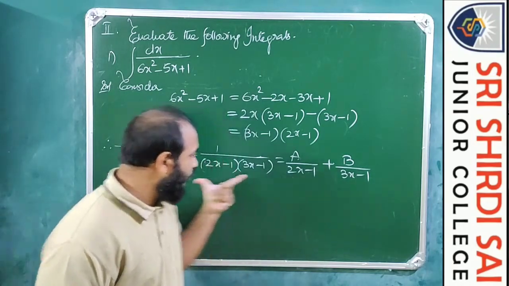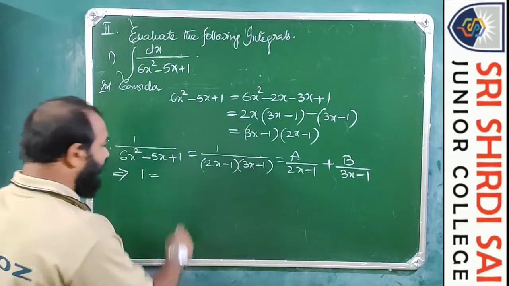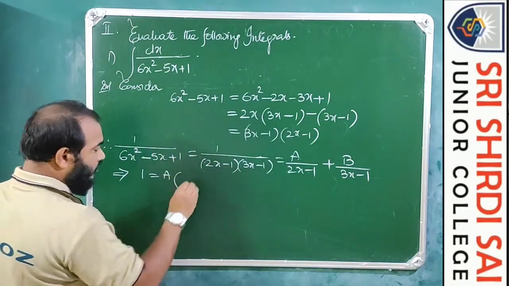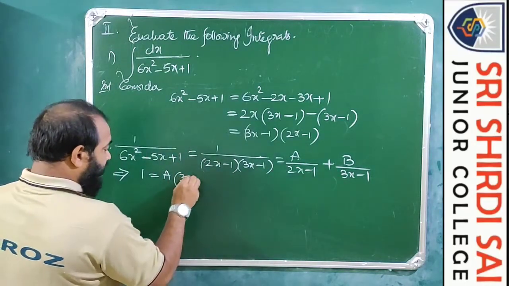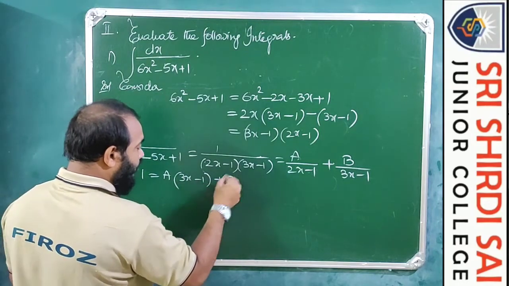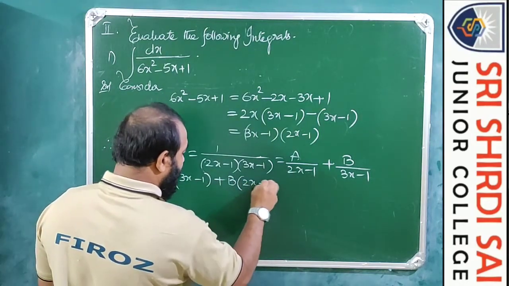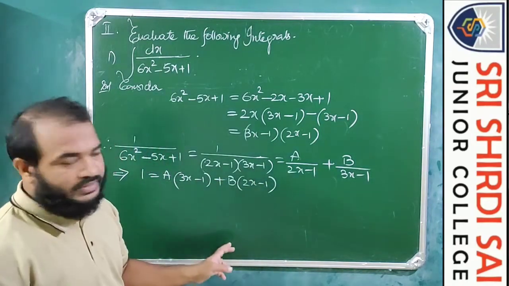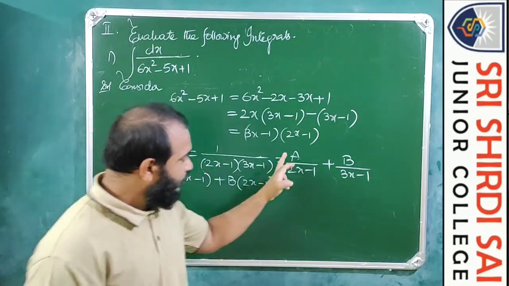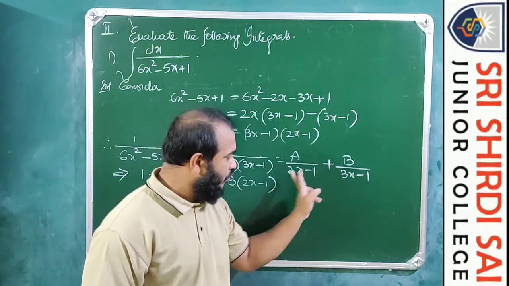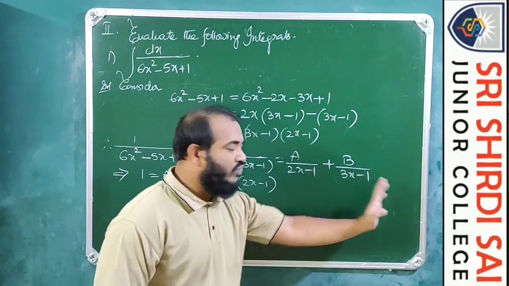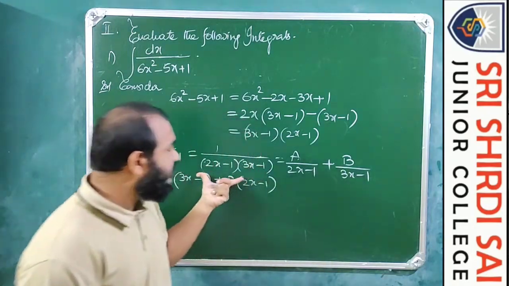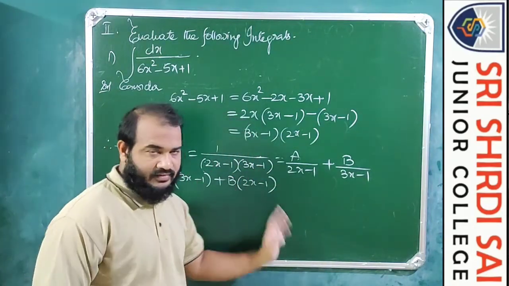So this on both sides gets cancelled. Therefore we are left with 1 is equal to a into 3x minus 1 plus b into 2x minus 1. So this is the direct step. Otherwise, actually this is equal to a into 3x minus 1 plus b into 2x minus 1 by 2x minus 1 into 3x minus 1. This and this get cancelled, and we are actually left with this.